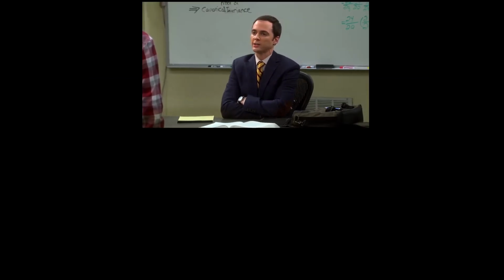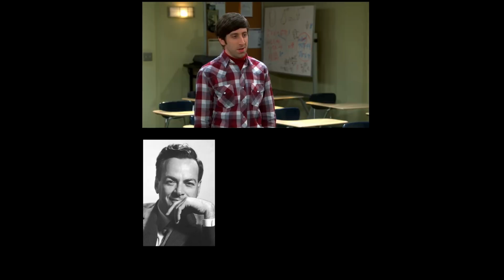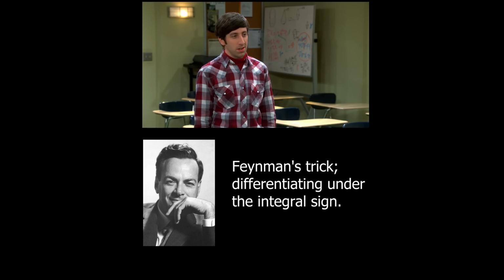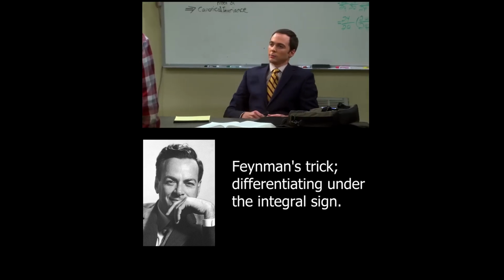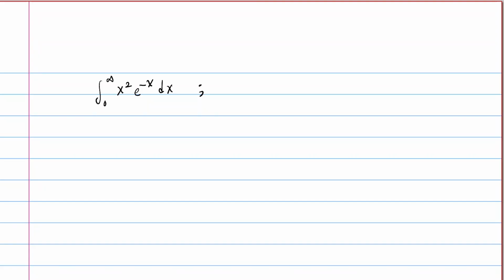Integrate x squared times e to the minus x without looking it up? I'd use Feynman's trick, differentiate under the integral sign. Yeah, okay. We have to evaluate the integral from 0 to infinity x squared e to the negative x dx without using any formula like the gamma function.